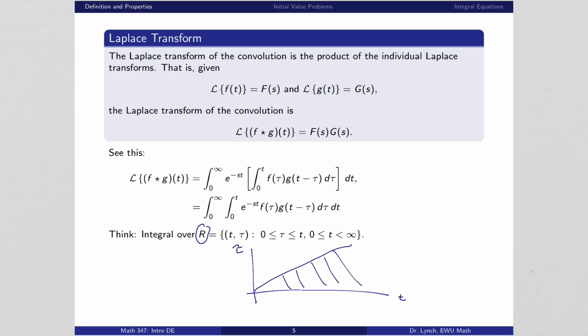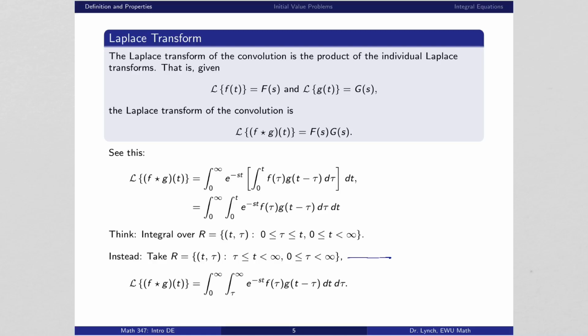So it's this interval. Now, a popular Calc 4 trick is to reverse the limits of integration, and when we do that in this case, we see that this region R can also be represented this way, right? As an interval from tau to infinity, and then an interval on t from tau to infinity also. So this is t equals tau, and this is t.